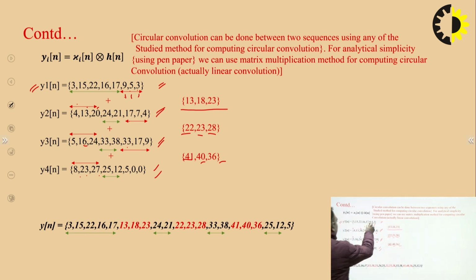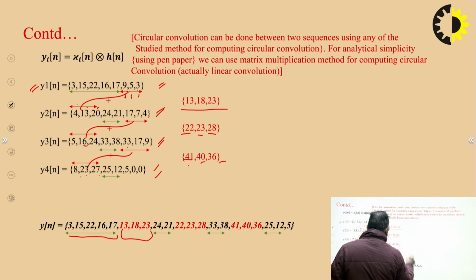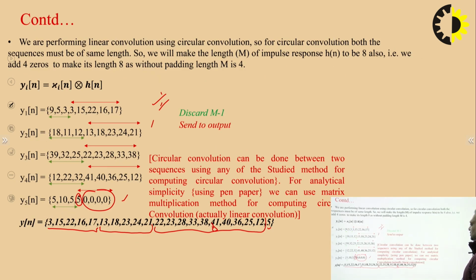So these values are replaced by these values. So you can say the output will become 3, 15, 22, 16, 17, then 13, 18, 23, then 24, 21, 17, 7, 4, and this will again add up. So 22, 23, 28, then 33, 38, and again 41, 40, 36, and the remaining 25, 12, and 5. So you can see the result in both cases is the same, although the method is different.